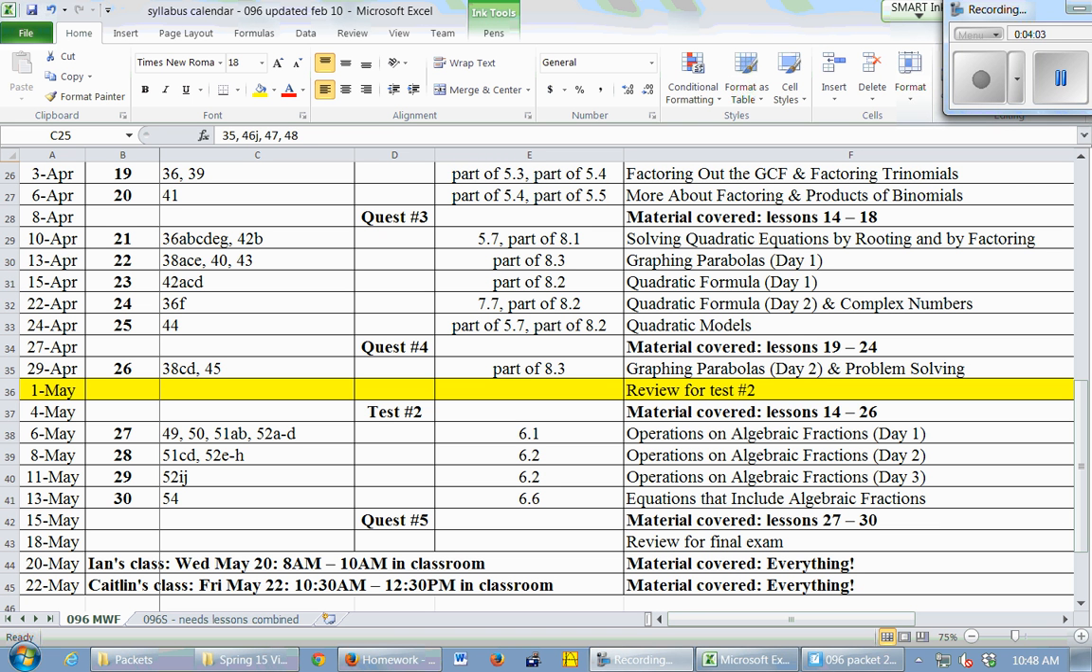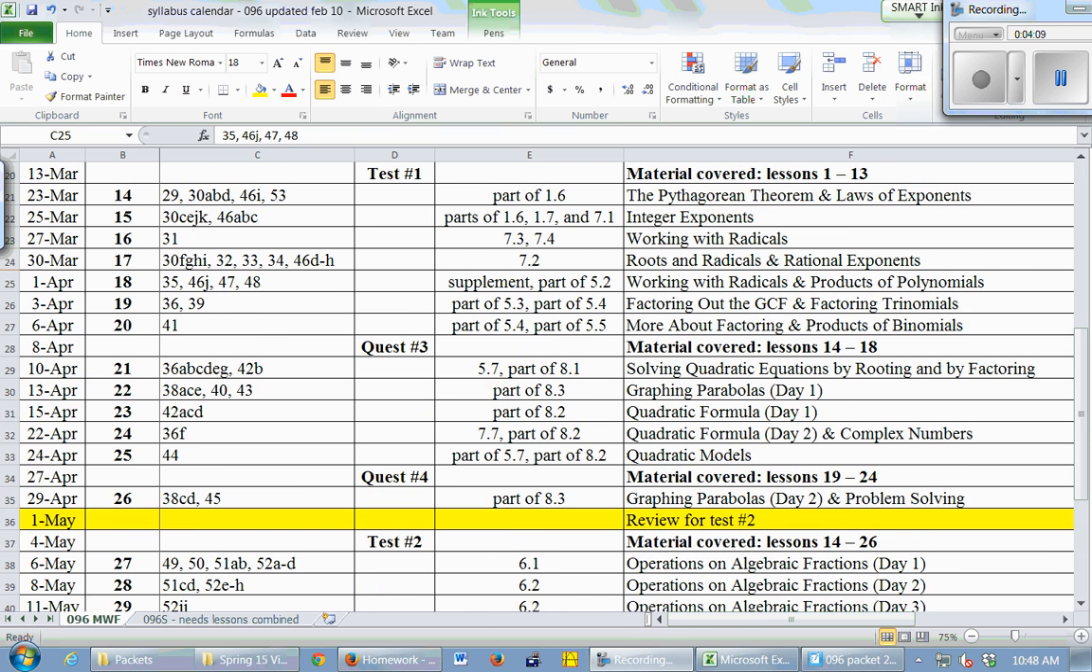All right, any questions about test 2? Everything starting from after test 1 will be on test 2. So we took test 1, the following day was lesson 14. Right, so that is going to be the first lesson that's covered on this test. Everything in that packet that you have been working out of that we've covered so far.